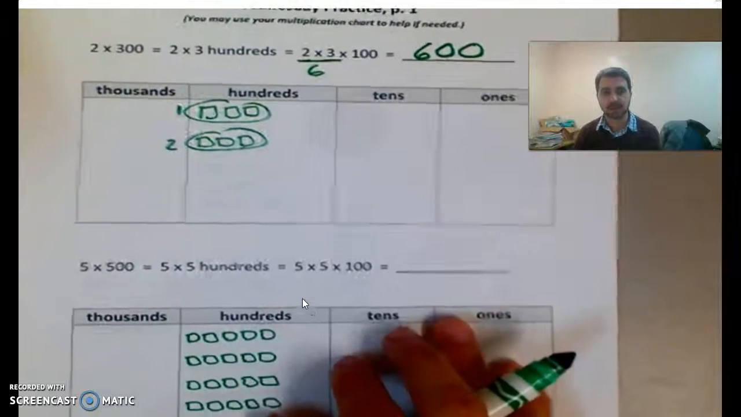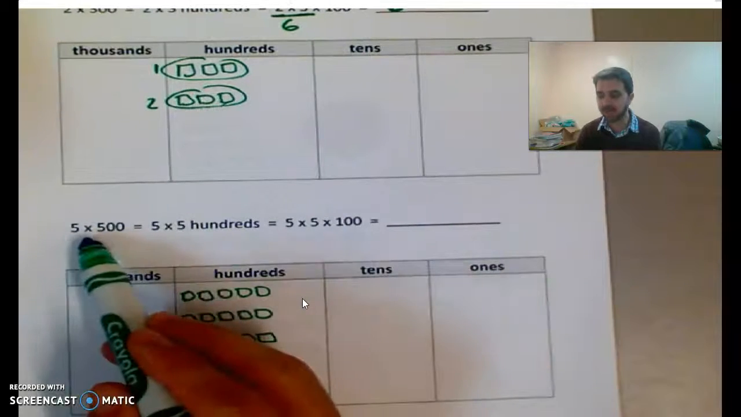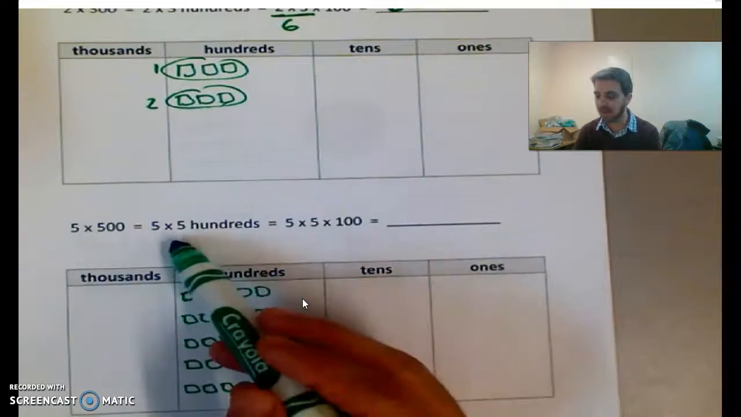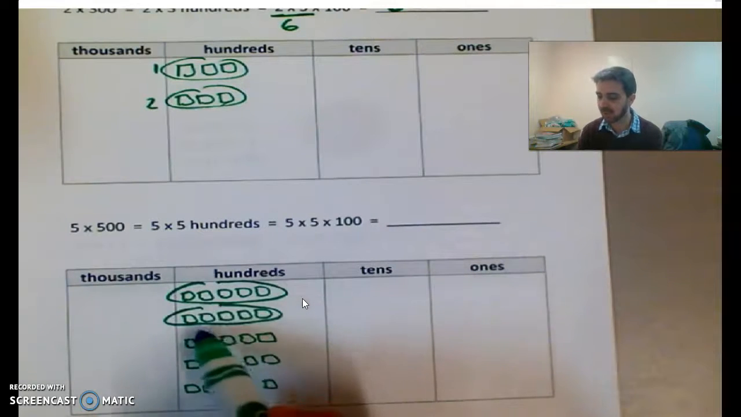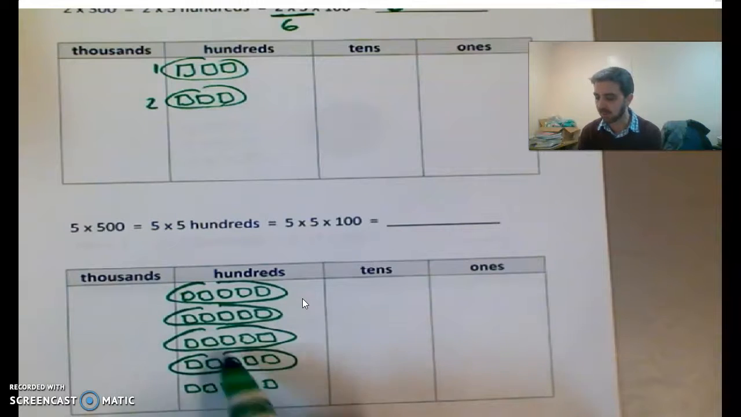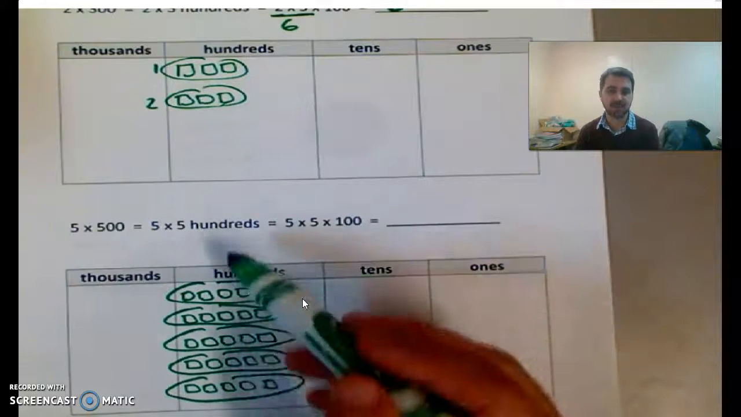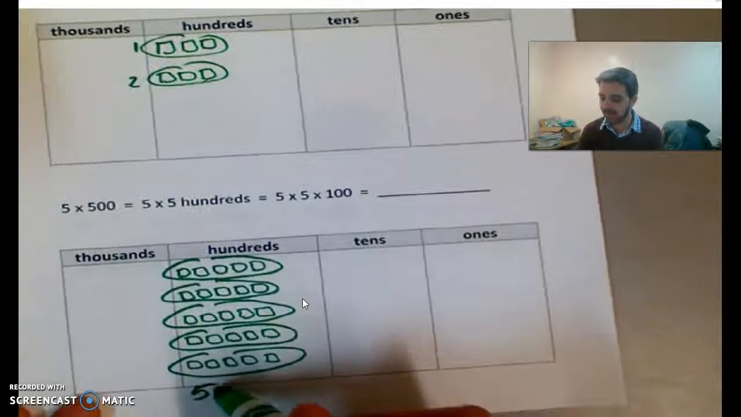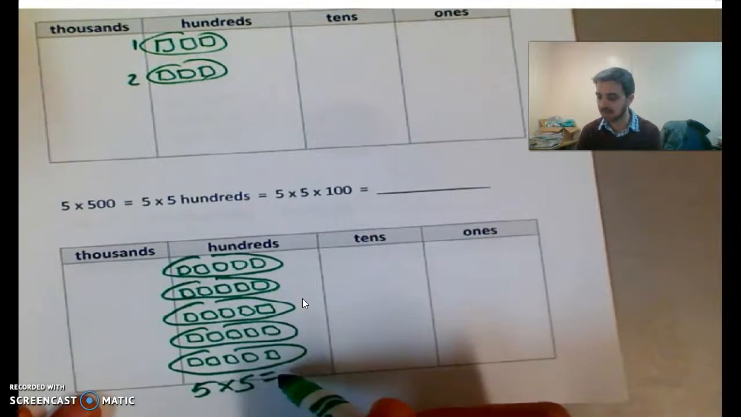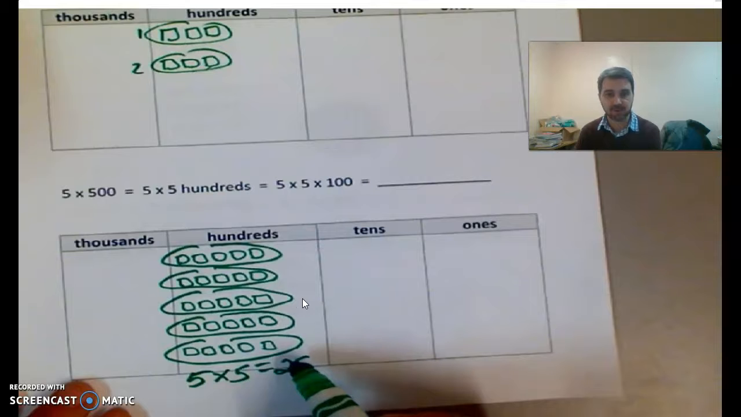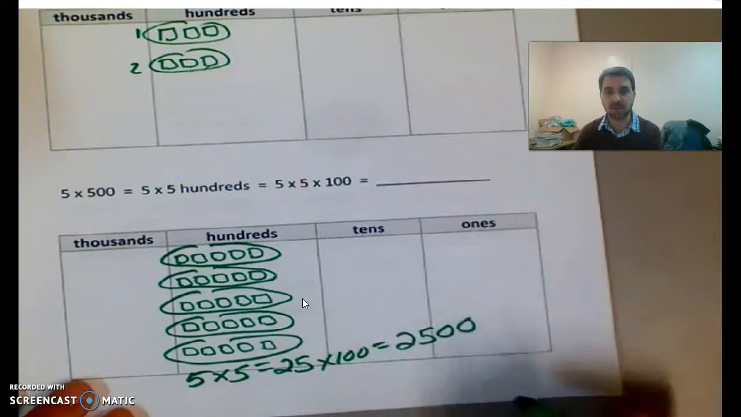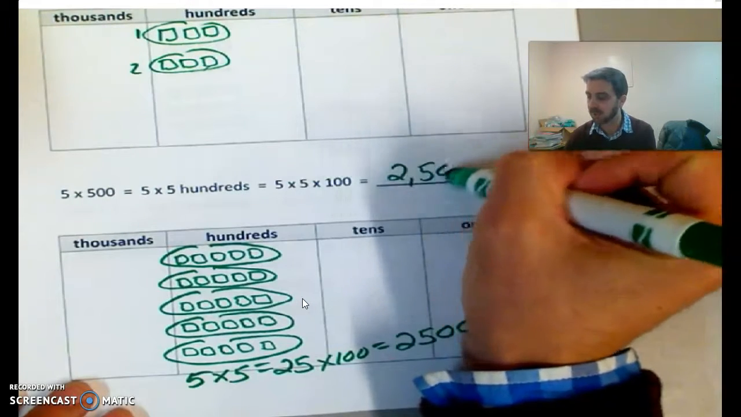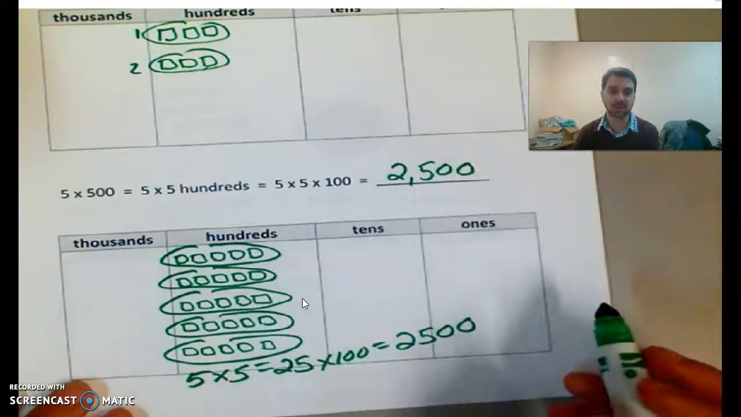Down here we have 5 groups of 500, or 5 times 500s. So 1 times 500, 2 times 500, 3 times, 4 times, 5 times 500. So that gives us 5 times 5, which is 25. Not just 25, 25 hundreds. So multiply that by 100 and we get 2,500. So our answer is 2,500.